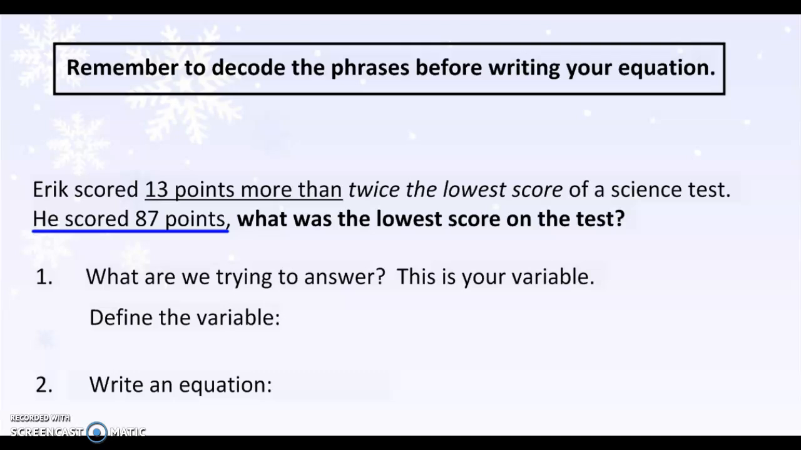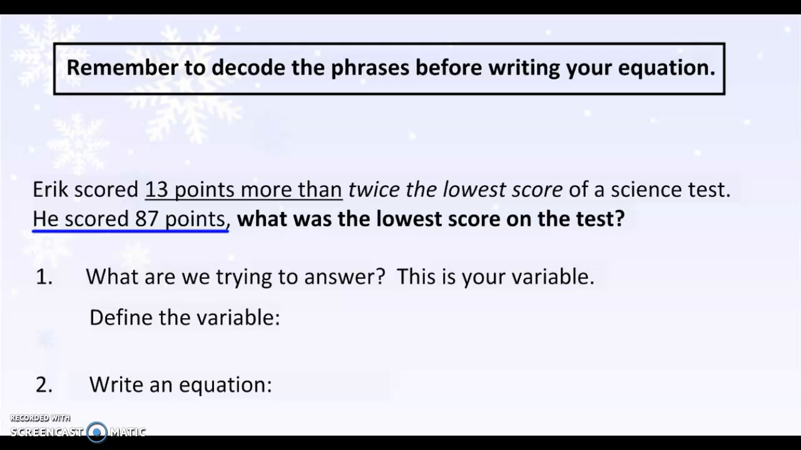To decode our phrases, we are looking for those words that we took notes on Monday. So if you want to get those out, you can take a look at those words that we're looking for. All the words for addition, subtraction, multiplication, division, parentheses, equal sign. Right now I've got a couple things underlined. It says Eric scored 13 points more than twice the lowest score of the science test. He scored 87 points. What is the lowest score?